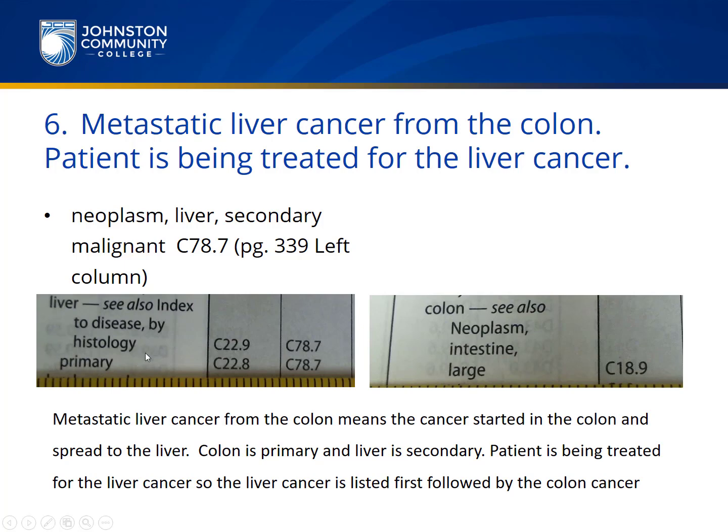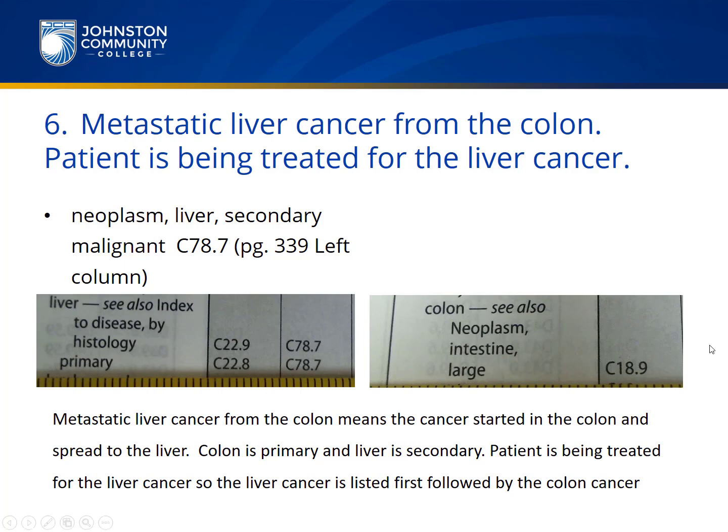So the neoplasm is in the primary liver. Histology would be if we're just talking about our tissue, okay? So we're not talking about the tissue, we're talking about the liver in itself. So we're going to use this primary. Then we go over to the secondary, since this is secondary cancer. So you get your C78.7. Okay, and then we have to code where is it from, right?